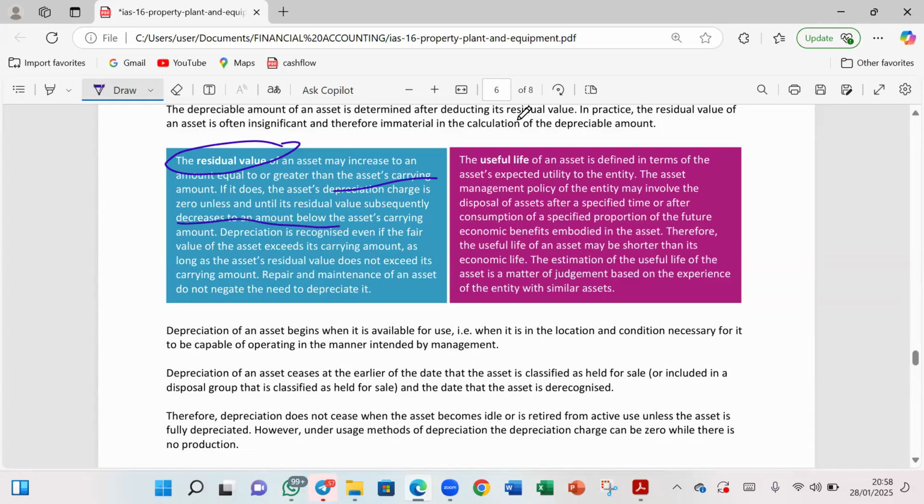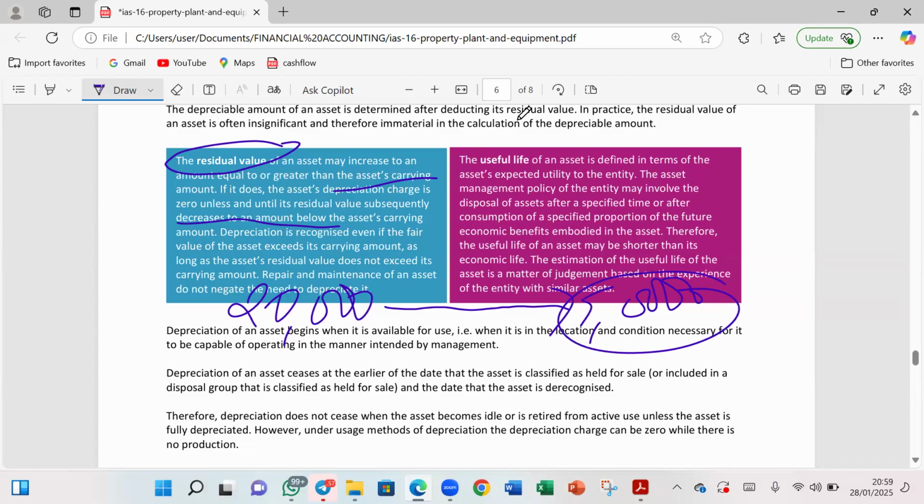For example, let us say the asset is 20,000. Ukatumia hiyo asset for 5 years. Now 5 years imeisha, and you want to sell that asset. So unauza today at 5,000. Now unless this residual value decreases to an amount below the carrying amount, the asset depreciation charge is 0.